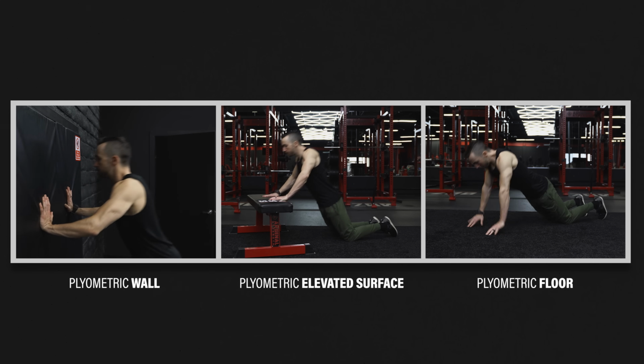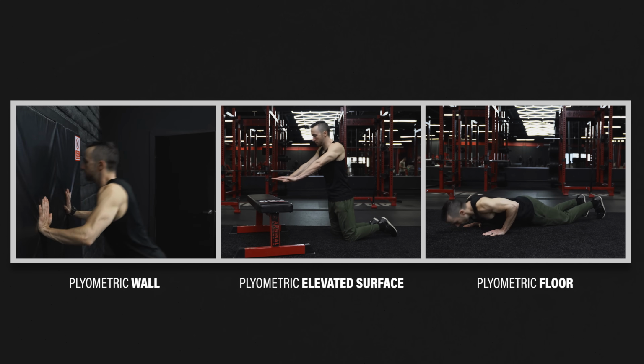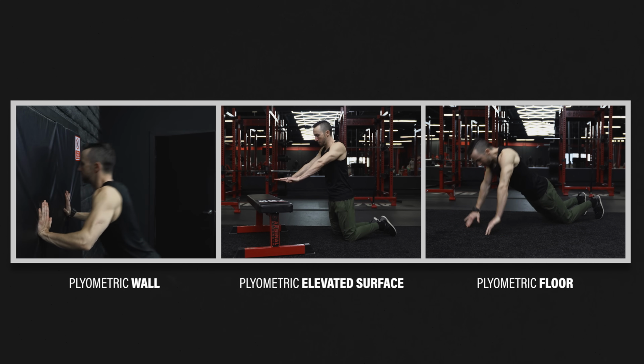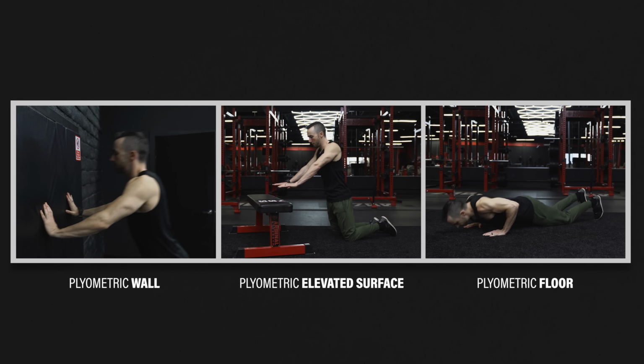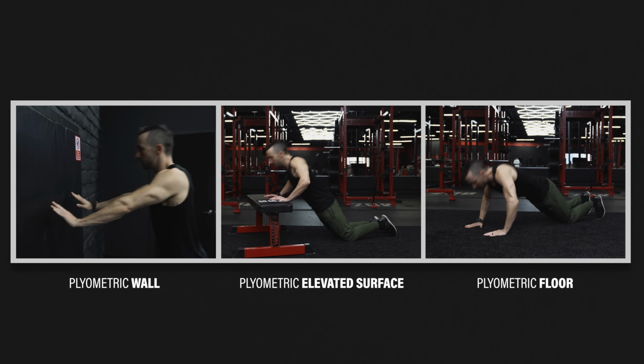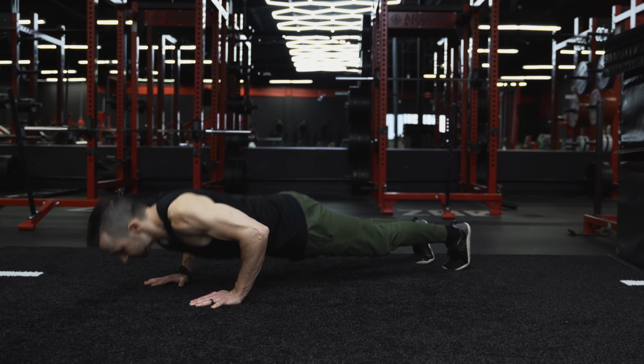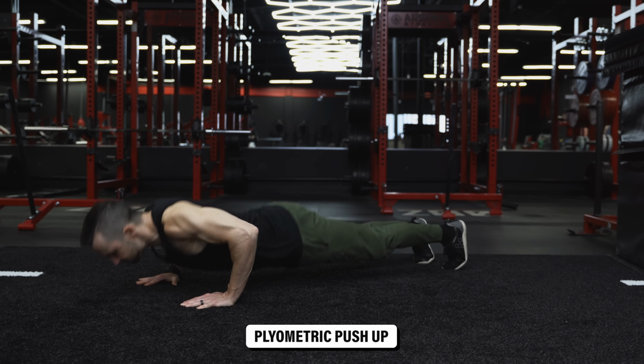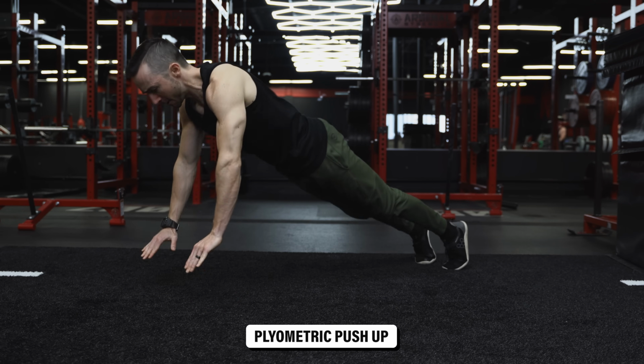To increase the intensity of these exercises, you can incorporate a plyometric component by catching yourself and then exploding away from the wall, elevated surface, or ground as quickly as possible. If you want to challenge your shoulder even more, you can work up to a plyometric push-up.